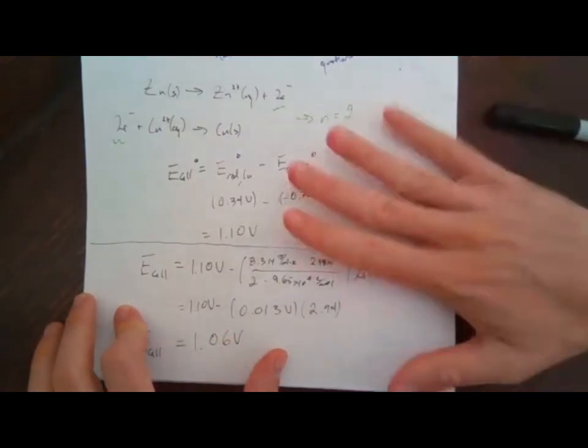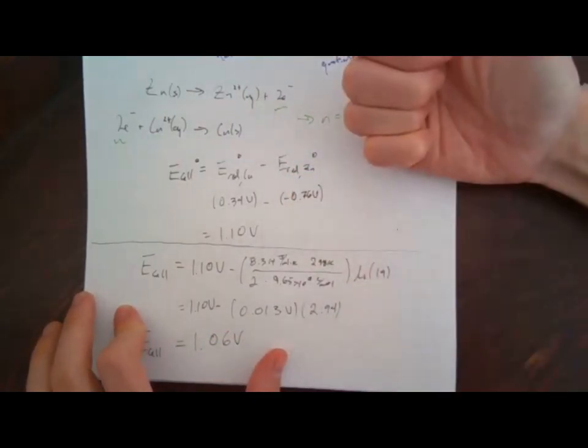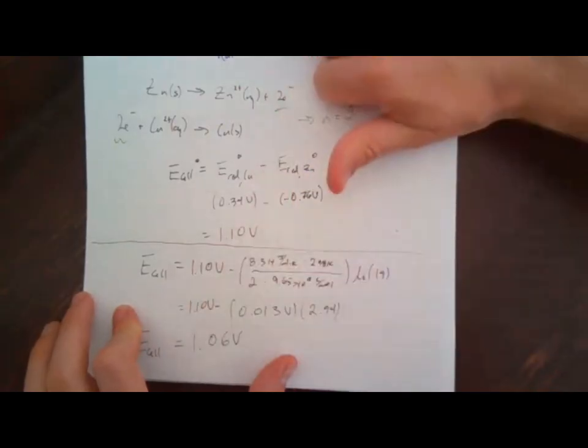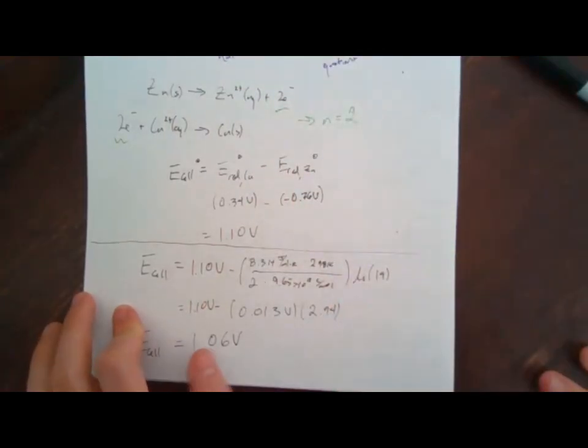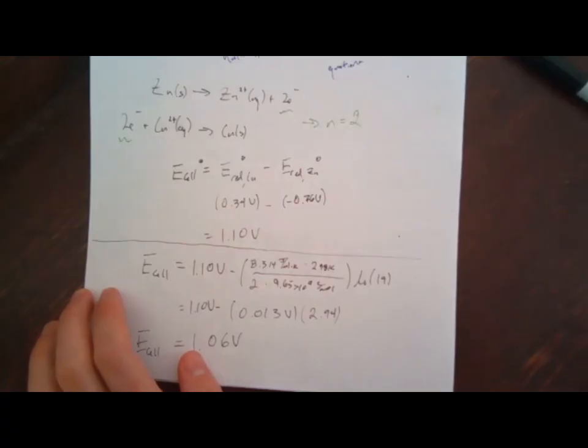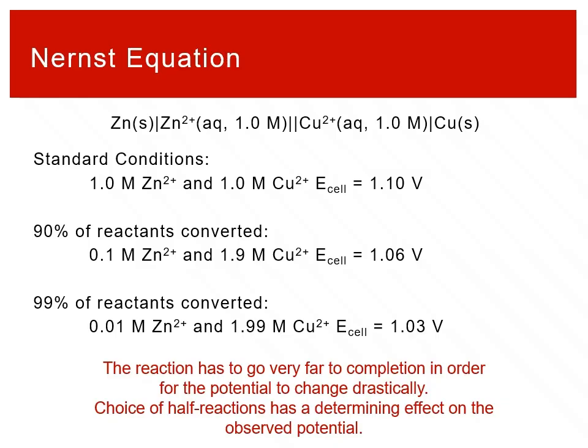So we always expect as any reaction occurs, Q increases and the cell potential decreases. So cell potential is always going to decrease as the reaction occurs, as we consume reactant and make product, because basically we're approaching equilibrium. So there's less motivation or less chemical driving force for more and more of the reaction to occur. So our standard conditions was 1.10 volts. 90% of reactants, which we just looked at, dropped to 1.06 volts.